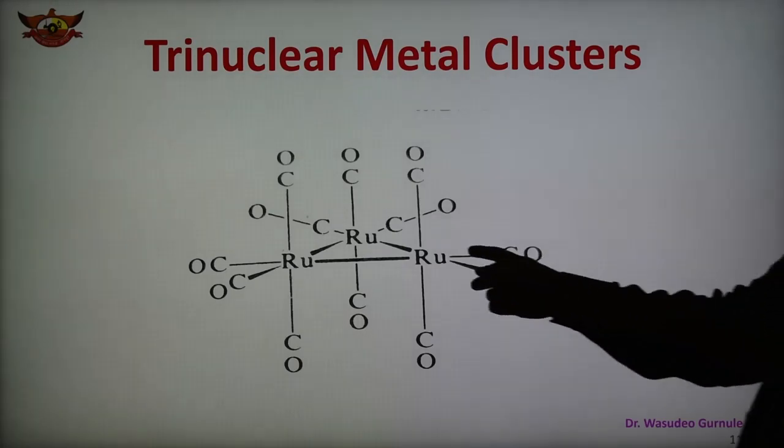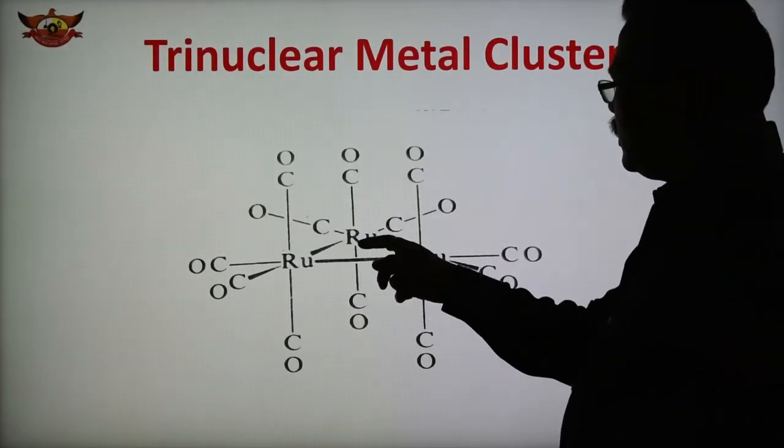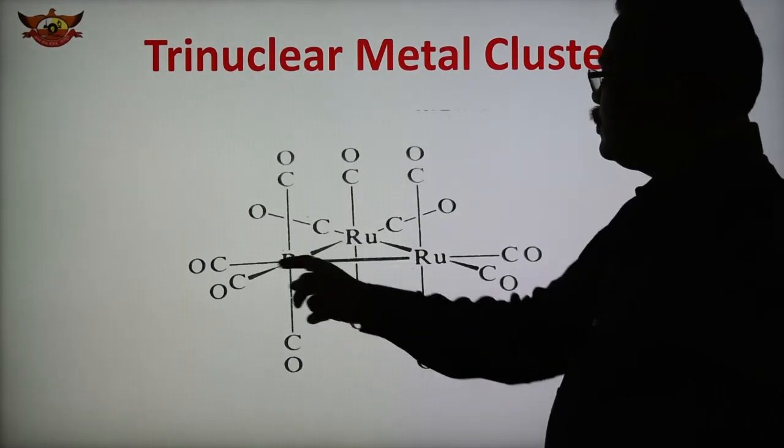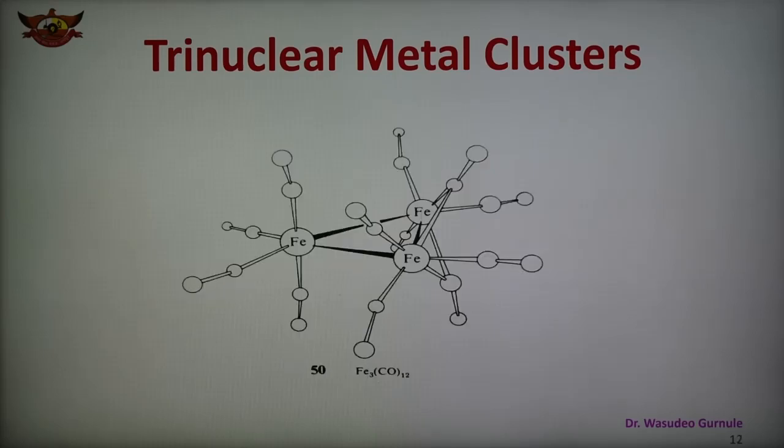So this ruthenium has 4, this ruthenium also has 4, 1, 2, 3, and this is 4. This has 1, 2, 3, 4. So each ruthenium has 4 carbonyl ligands, forming this type of trinuclear metal cluster. In the case of the carbonyl, triruthenium, Ru3(CO)12 is the structure of a trinuclear metal cluster.